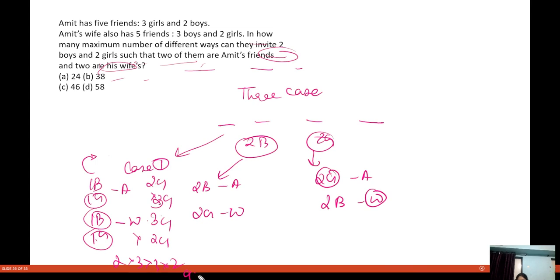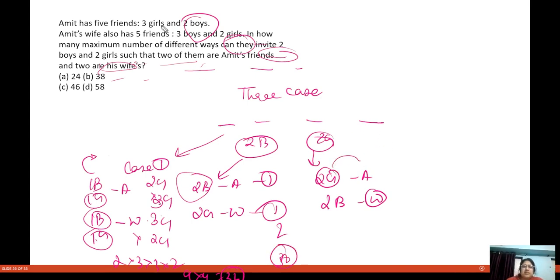So that is 9 into 4, so that is 36. Then two boys from Amit: there are only two boys, so only one way you can do this. There are only two girls for Amit's wife, so only one way you can do this. So you get 2 here. So this becomes 38. But wait, there is one more condition left.